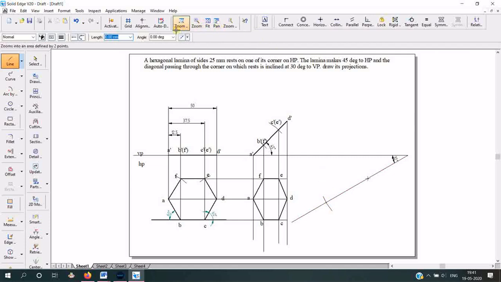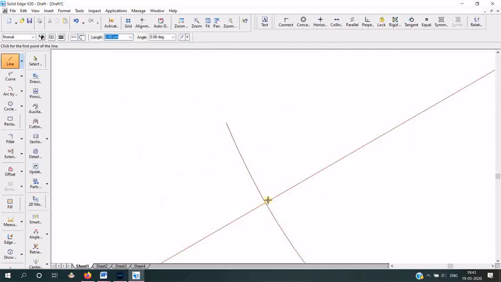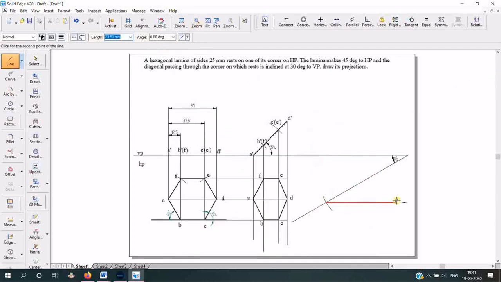Construct the locus. The locus line must be parallel to the XY line. This is the XY line. The XY line is the intermittent line between the VP and HP planes.